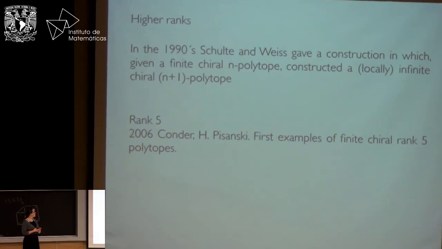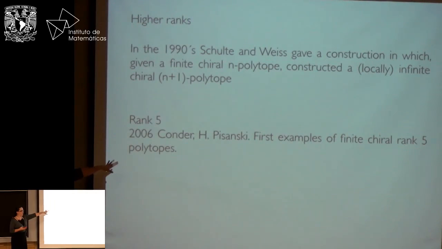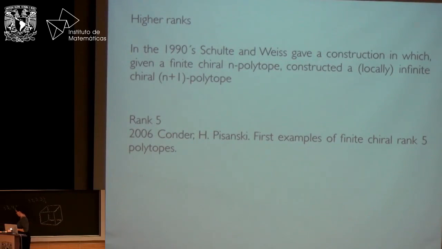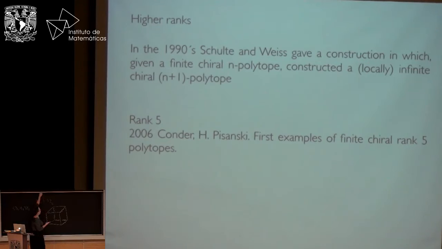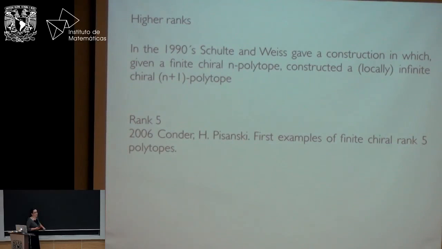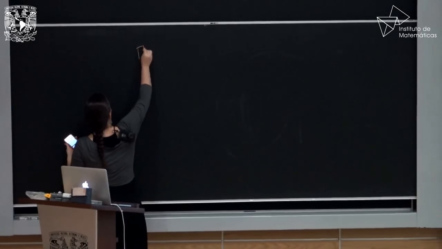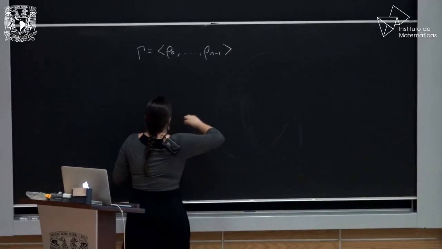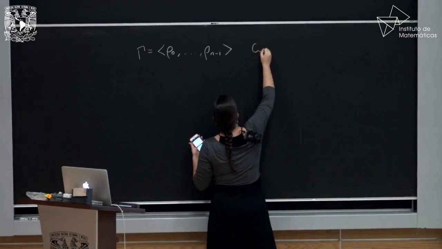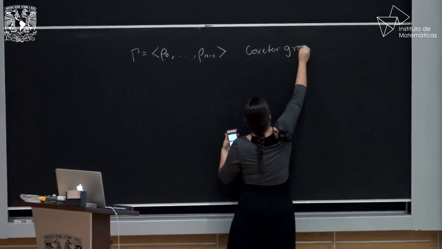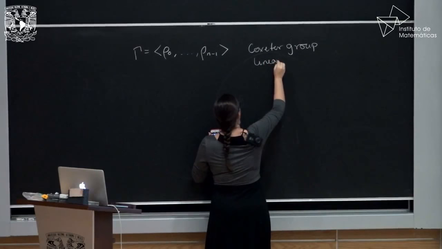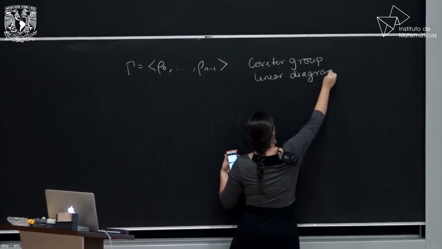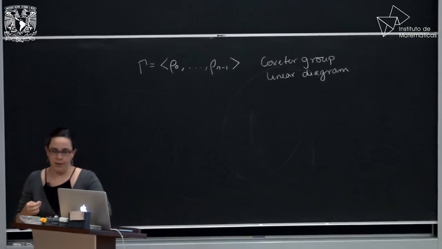It was not until 2006 that Marston Conder, Isabel Hubard, Tomaž Pisanski, and myself found the first examples of chiral rank 5 polytopes. And what we did was use computers to find examples. And the idea of what we did was really similar to Coxeter's idea. So we started with a group Gamma generated by reflections. And in general, we thought of this as a Coxeter group with linear diagram. So exactly what Coxeter did, except Coxeter just used one of them, while we were thinking in general.